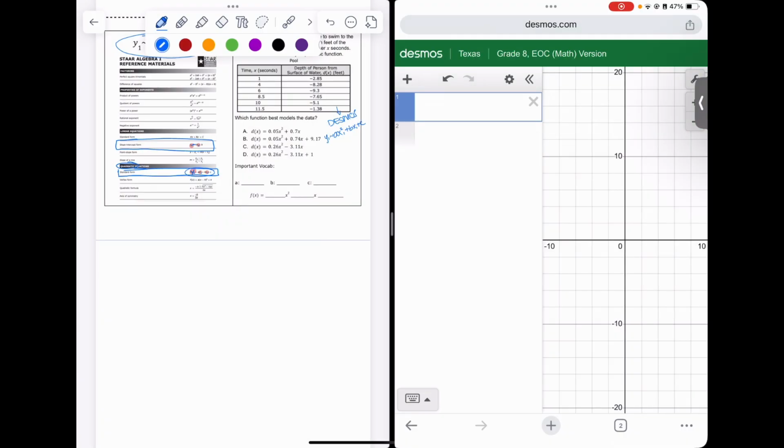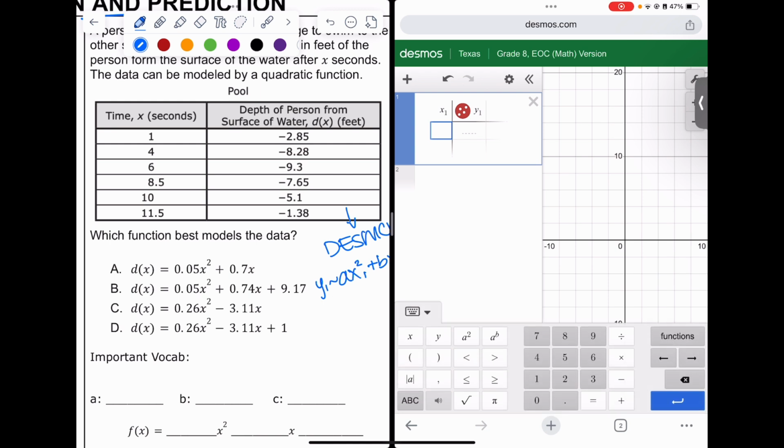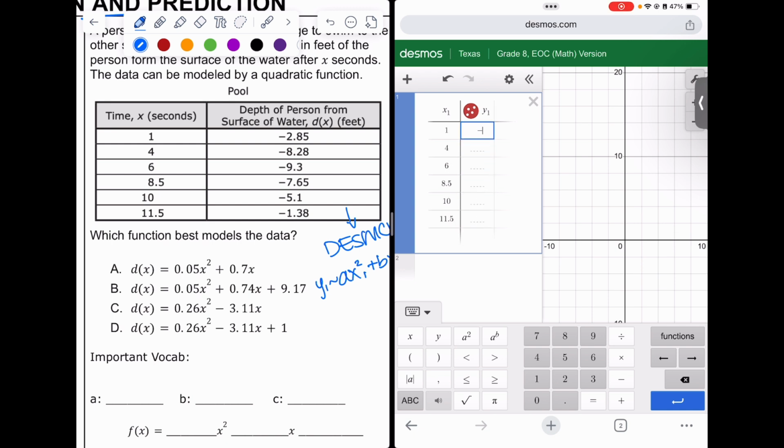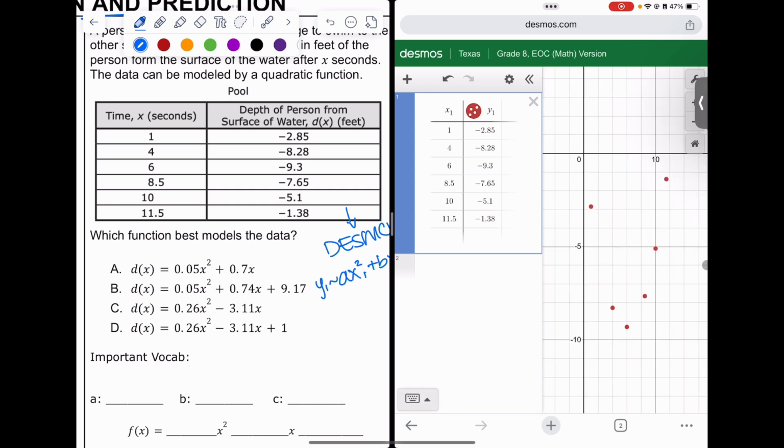So if I open Desmos right here, I'm going to just copy the table exactly how I see it. Plus table, we have 1, 4, 6, 8.5, 10, 11.5, and I'm going to come up with the y values: negative 2.85, negative 8.28, negative 9.3, negative 7.65, negative 5.1, and negative 1.38. Now, if I press this plus zoom fit, it gives me this shape.